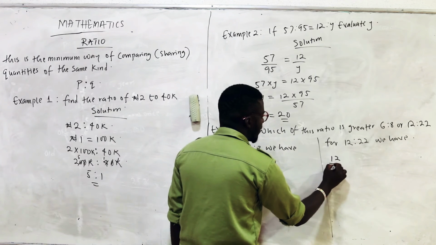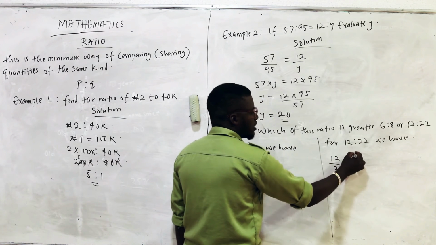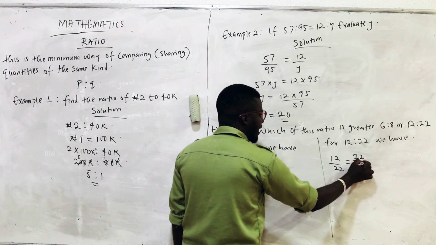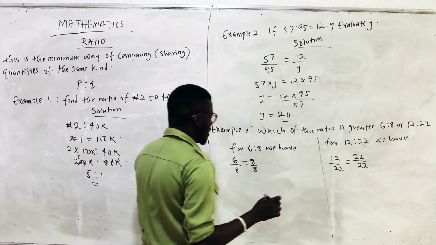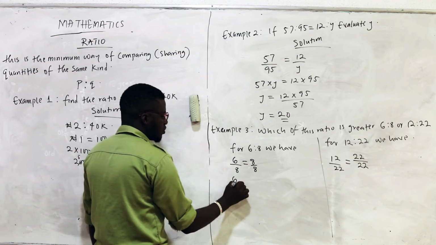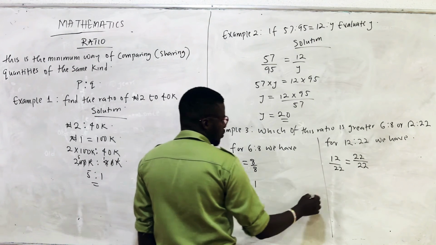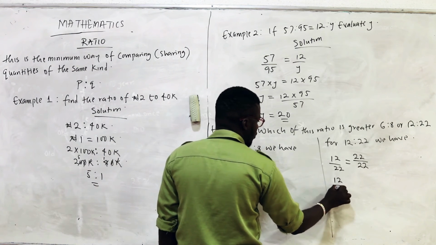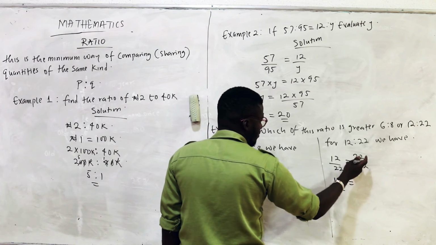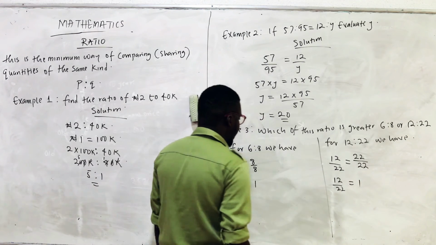I'll have 12/22. The denominator here is 22. I'll divide it by 22, which I'm going to get 1. So here I'll have 6/8 is equal to 8 divided by 8 is 1. So here I'll have 12/22 is equal to 22 divided by 22, I have 1.